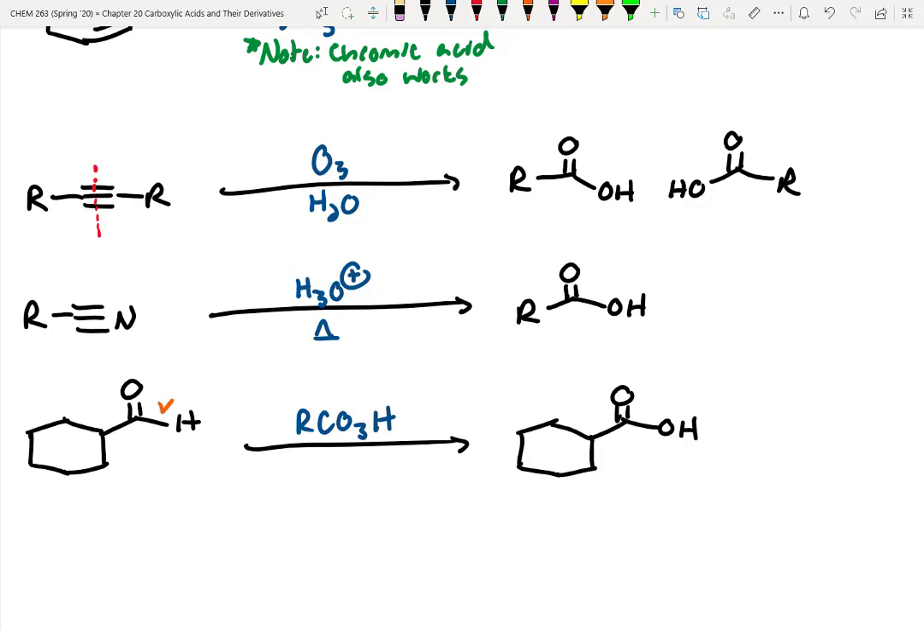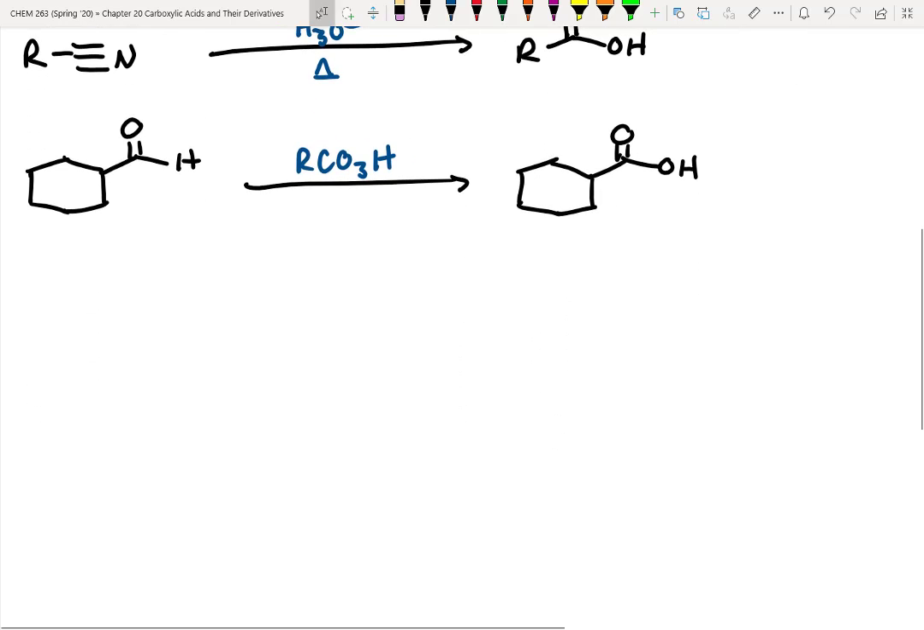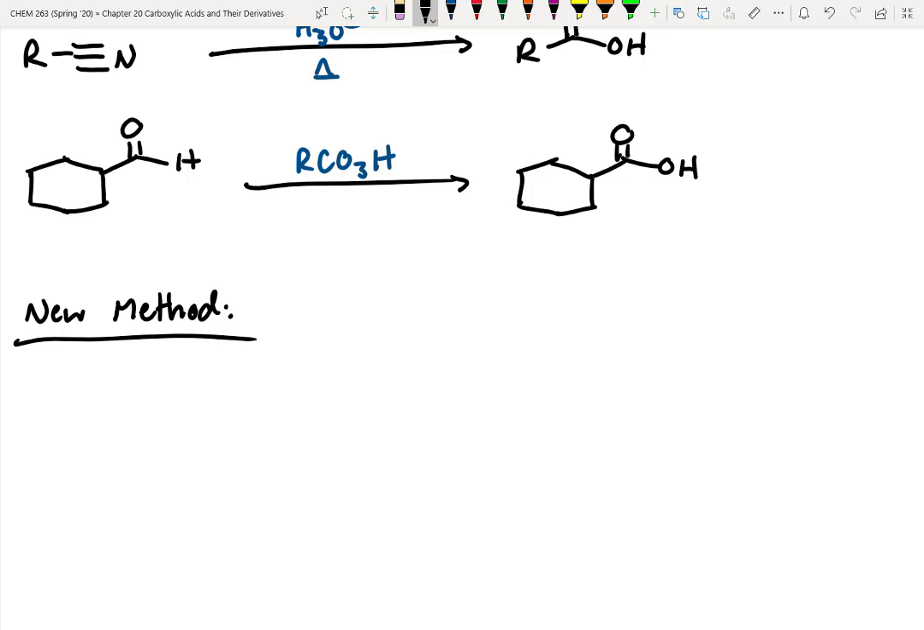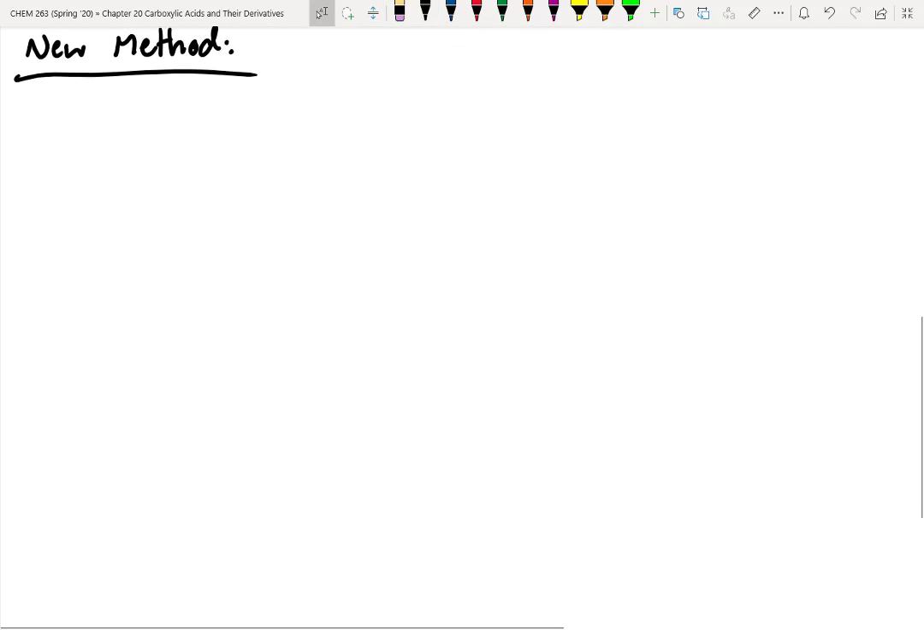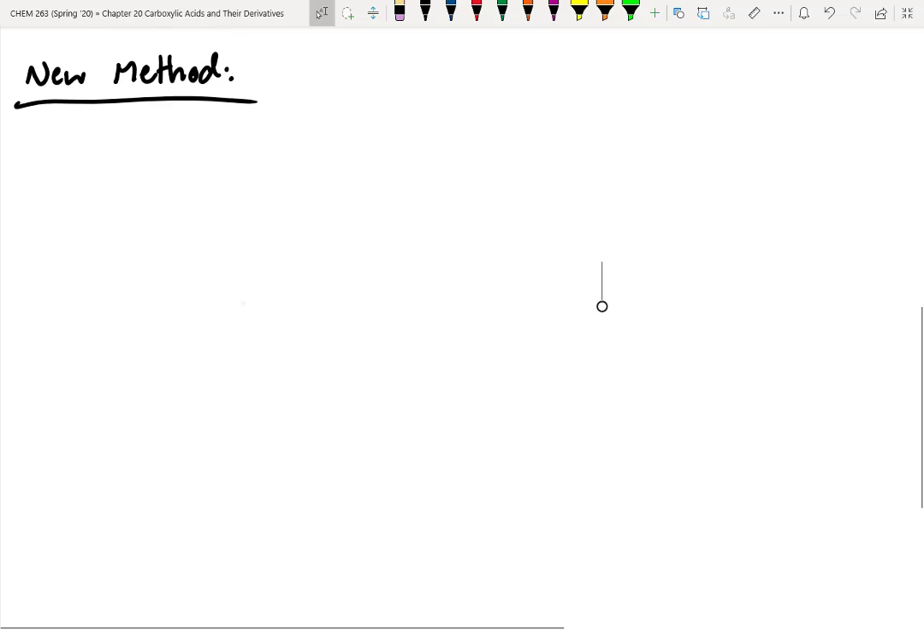All right, so I'll show you the newer method. The newer method is pretty cool. And it's kind of a variation of what we've seen previously. So I'll show you this really quick as an overview, and then we'll jump into the mechanism.